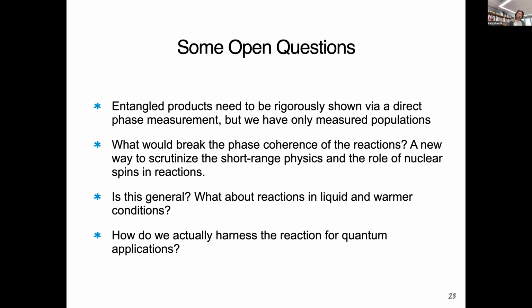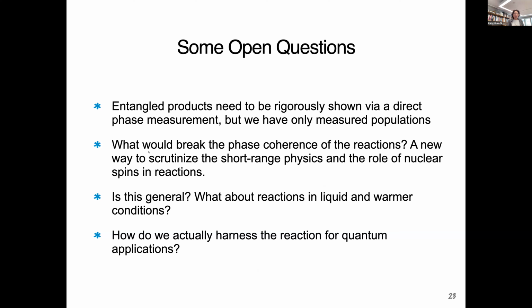First, entanglement needs to be shown with direct phase measurement. So we want to be able to do that and not only measure population. Right now, we map the phase information into constructive and destructive reaction channels. That's how we get some information, but not all the information. And the question would be, what would break the phase coherence of a reaction? Now we see the phase coherence is maintained. What will actually break it? And it's giving us a new way of scrutinizing the short-range physics when everything comes together.